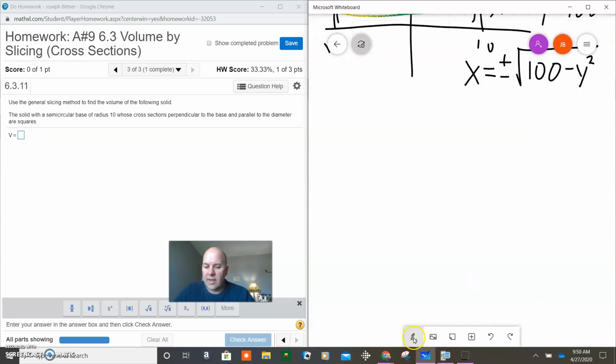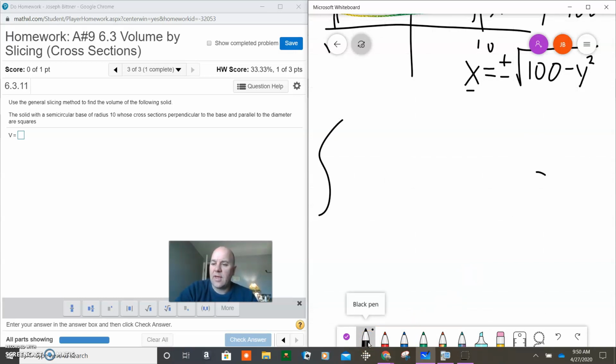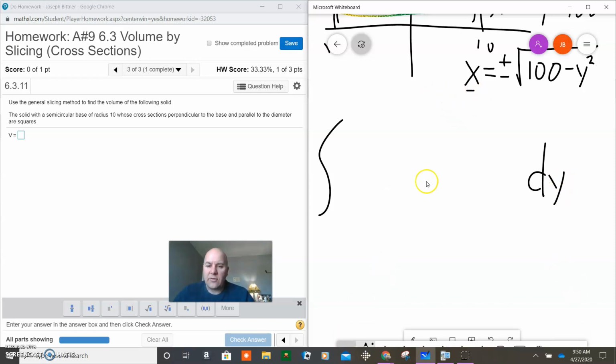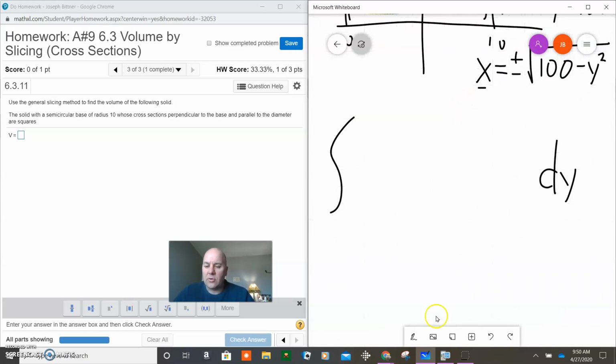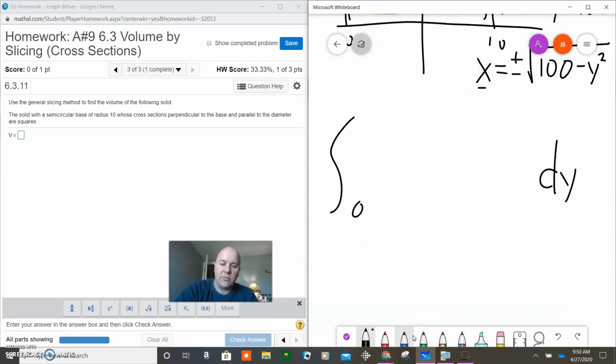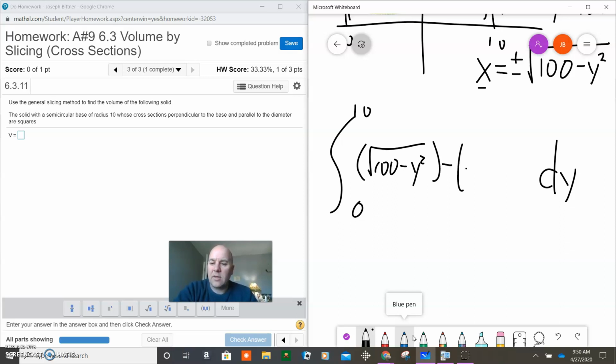The integral, now the thing that you have to understand on this problem, since this is solved for x, we want this to say dy, with respect to y. So since it's with respect to y, I got to know the lower constraint and the upper constraint. So in this case, it's going to be from 0 to 10. And I got to take top minus bottom, or in this case, right minus left. So it's going to be the square root of 100 minus y squared minus the negative square root of 100 minus y squared.